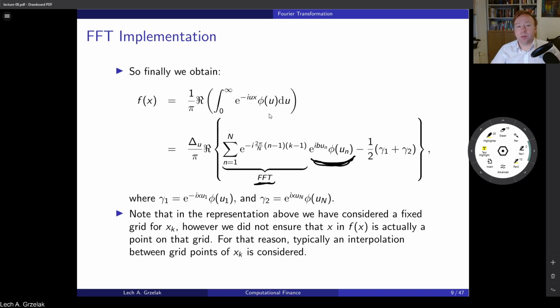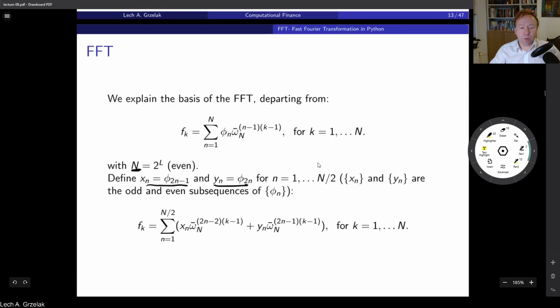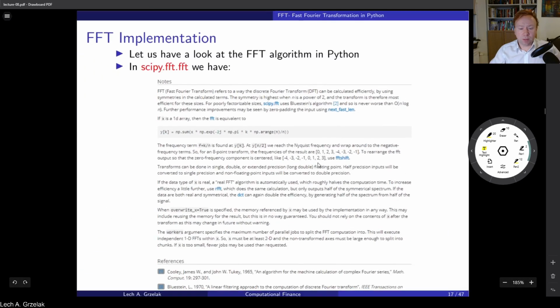However, if you would like to use FFT, then every time you choose a particular integration routine, you need to go through the process of formulating it in a way that the Fourier transformation, the fast Fourier transformation, is applicable. So this is something to keep in mind. Okay, if we go further now, let me look.